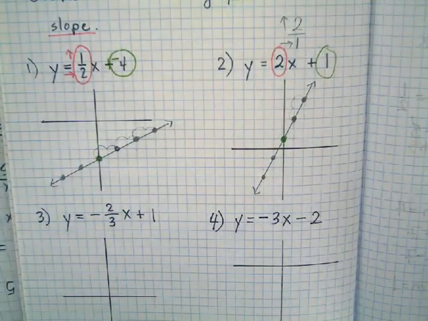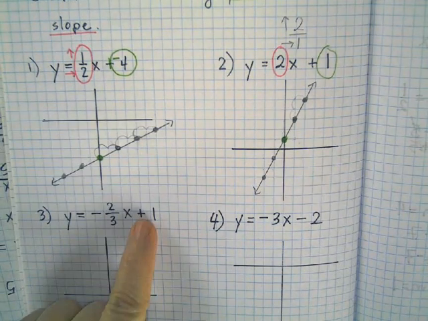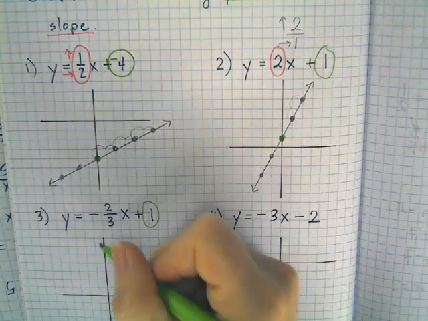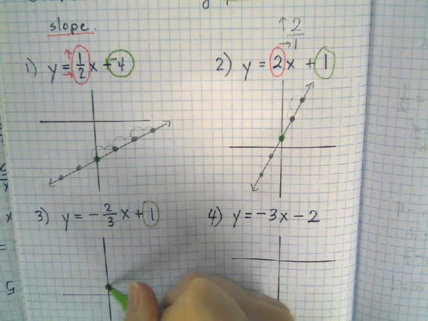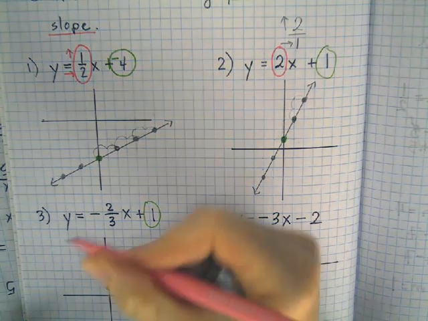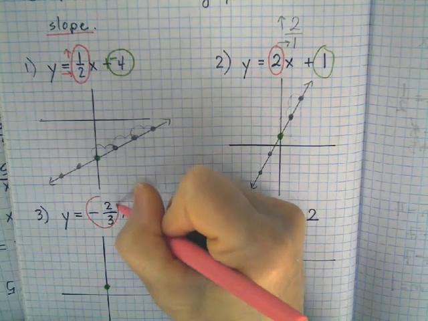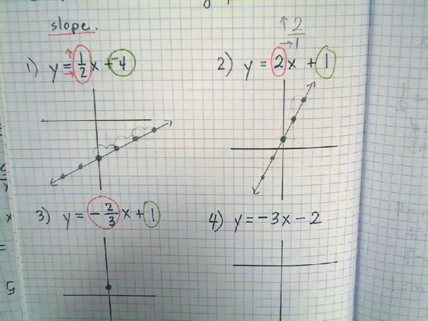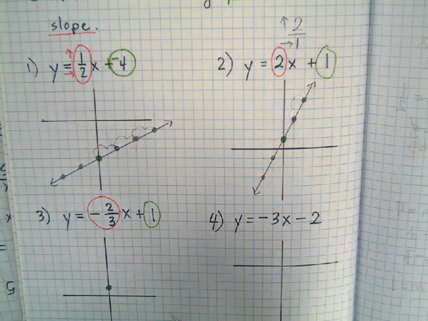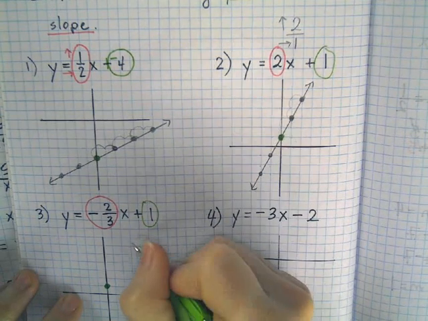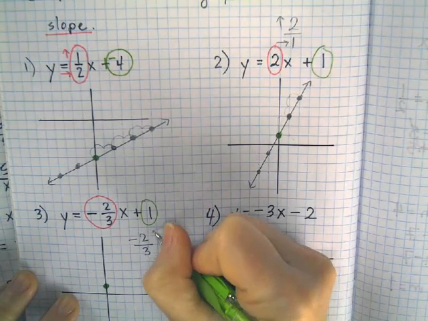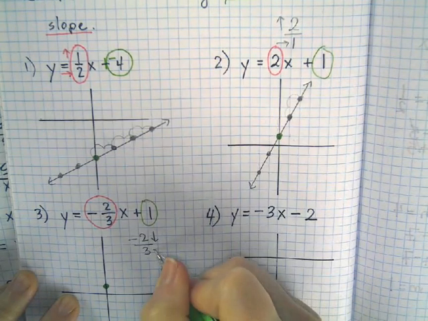My starting point is +1 again. So on my y-axis, +1. And then my slope is negative. Uh-oh, what do I do there? So when my slope is negative, I'm going to go down and to the right. So you can rewrite this as -2 divided by 3. So we're going to go down 2 and to the right 3.